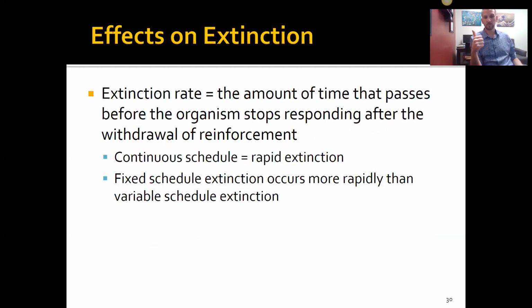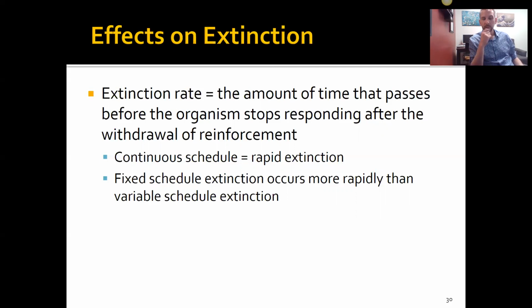All right, so acquisition is best if you use continuous reinforcement. The rate of response is best if you use inconsistent, intermittent reinforcement, particularly the variable ratio schedule of reinforcement. But what about extinction? Because those are the three things: acquisition, rate of responding, and extinction.